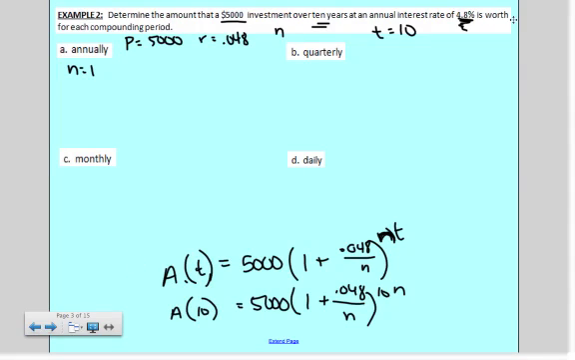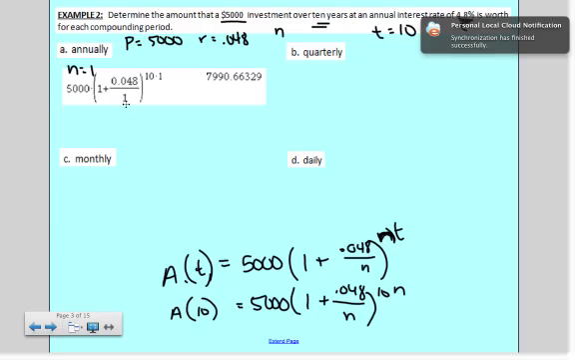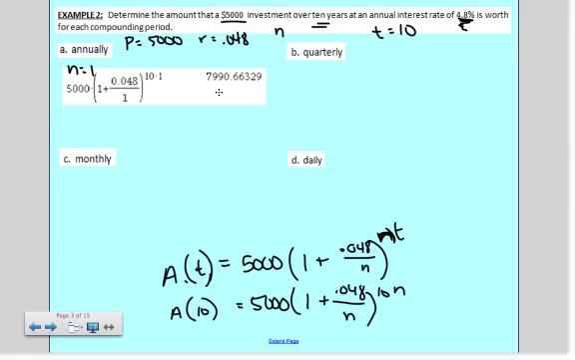Now we're going to let N equal 1. Our equation here is 5,000 times 1 plus 0.048 over 1, where 1 is our N, raised to the 10 times 1. This is what I typed into the calculator, A of 10 equals this, where N is 1. And we get $7,990.66. Good.